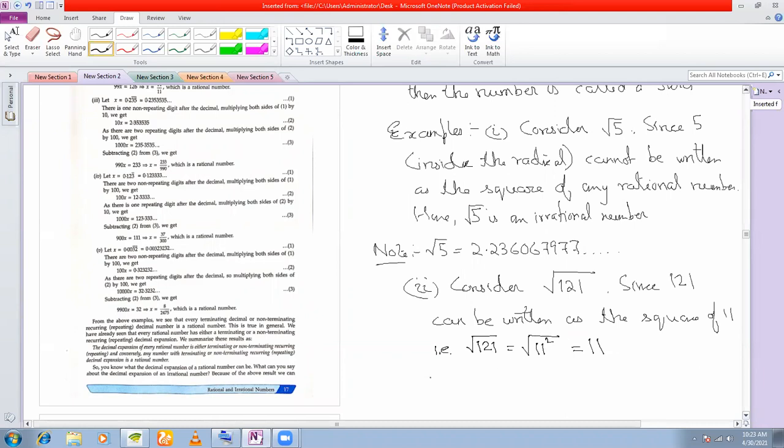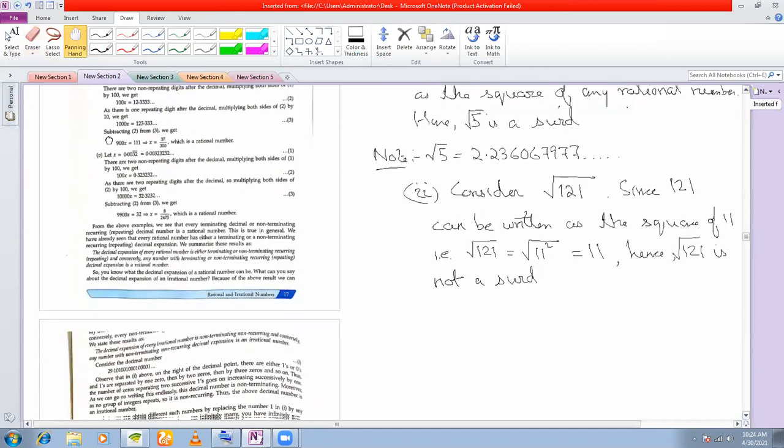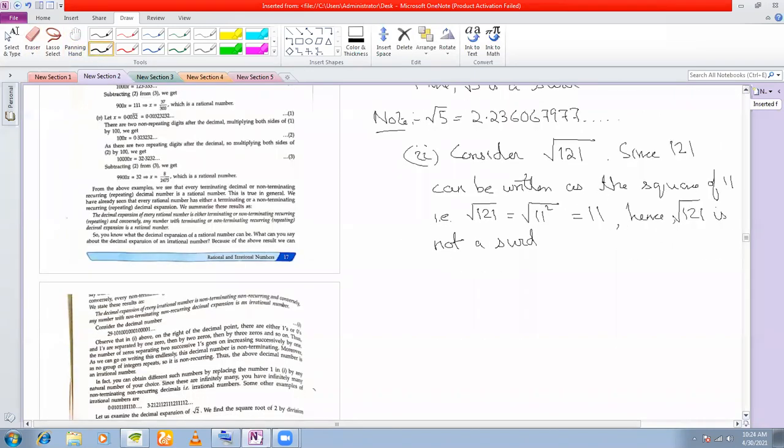Hence, the square root of 121 is not a surd or an irrational number. As in the first example, let me write surd because we are dealing with surds. Root 5 was a surd. Here in the second case, the square root of 121 is not a surd.